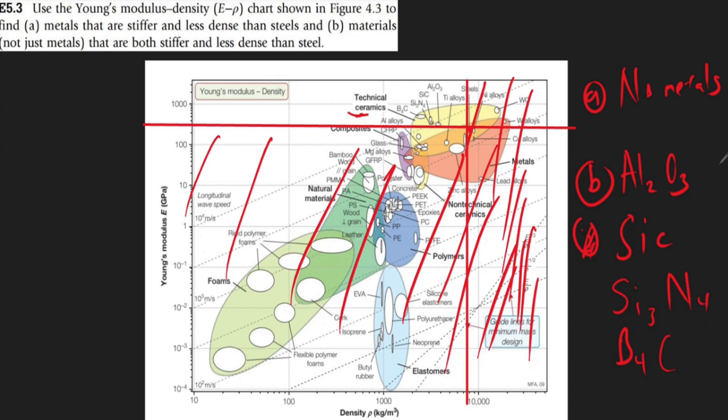So that's all the materials. All the materials that are here are the materials that are what? Stiffer and less dense than what? Steel. If you have any question, drop it in the comments. Let's move on to the next one.